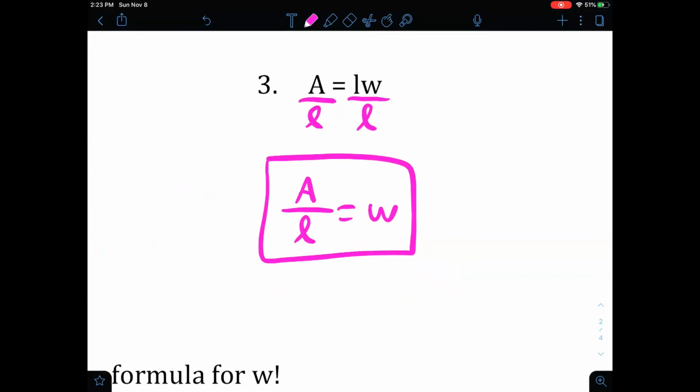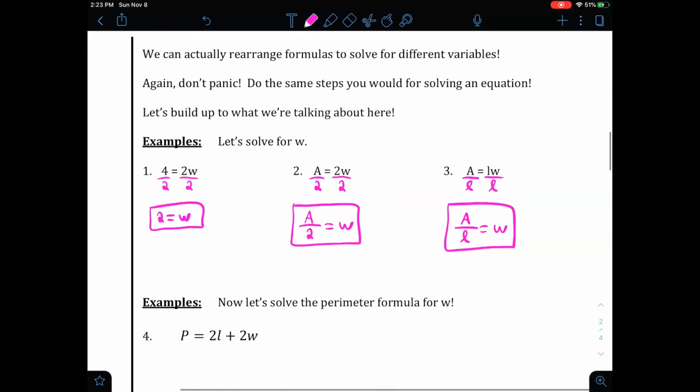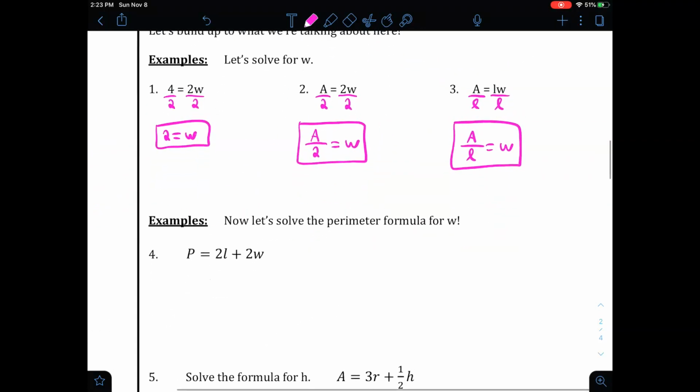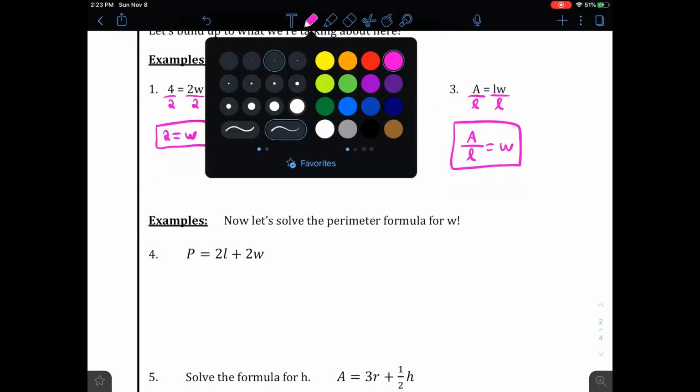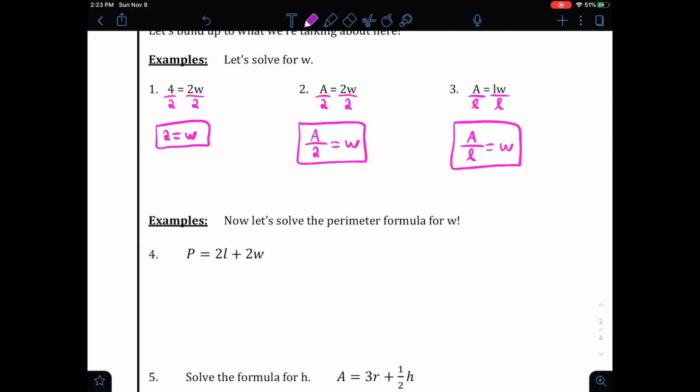Okay, because A and L are not like terms, we cannot divide them, so it's just going to stay A divided by L. Okay, challenging stuff, but I try to build it up here from these problems and see how we get a little bit more complicated as we go.